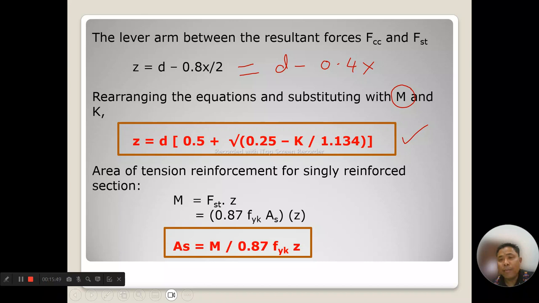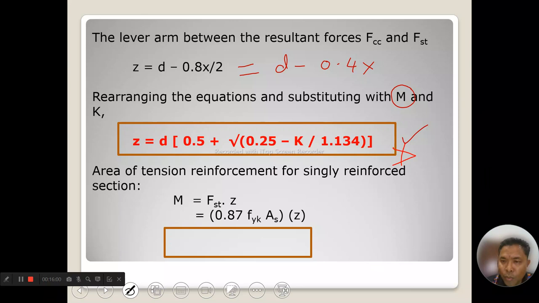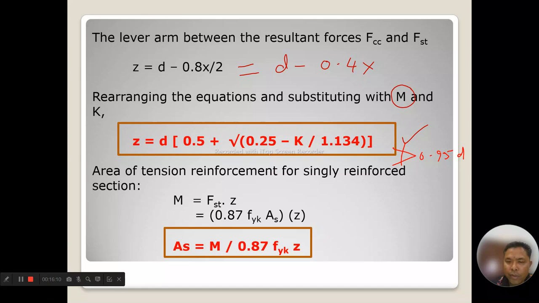cannot be more. Okay, sekejap, saya kena ambil pen. Okay, Z cannot be more, tak boleh lebih 0.95D. If let's say you calculate Z is greater than 0.95D, meaning that Z here is only 0.95D. But if let's say that Z value is less than 0.95D, then you have to take that less value and put inside this formula to calculate your AS.